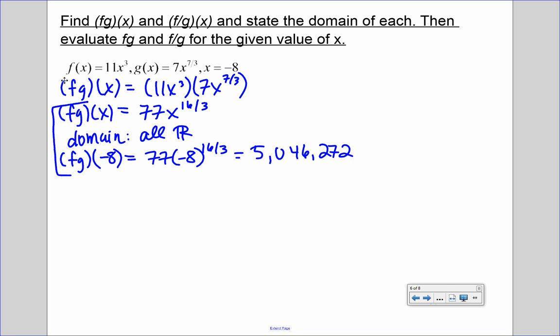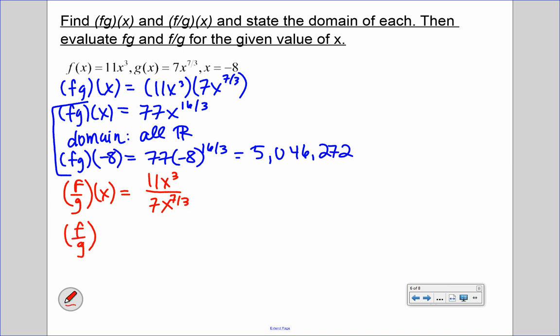Our next one, we're going to divide. So f divided by g of x. And we get 11x cubed divided by 7x to the 7/3. So for this one, we are going to divide 11 divided by 7, and we subtract the exponents. So 3 minus 7/3 is 2/3.